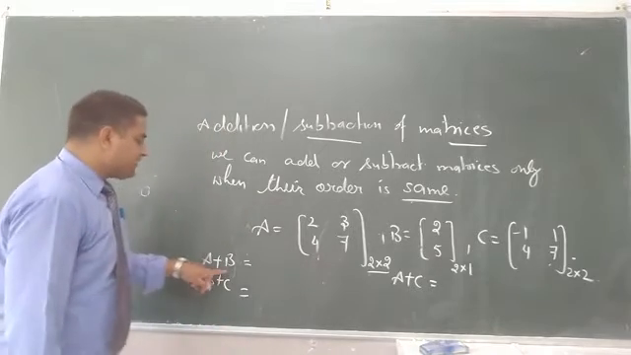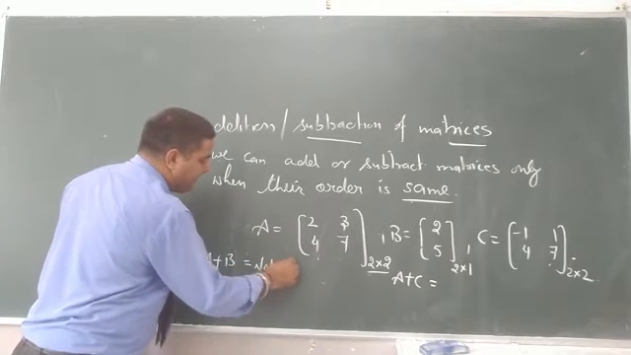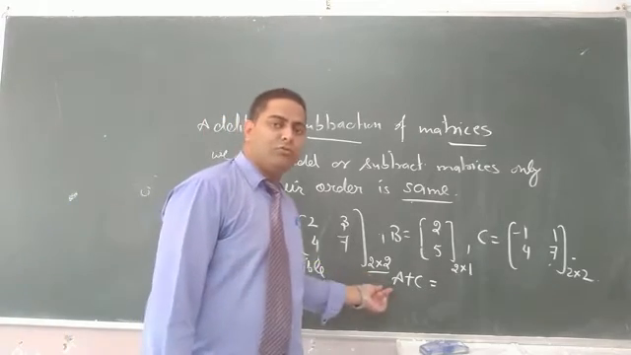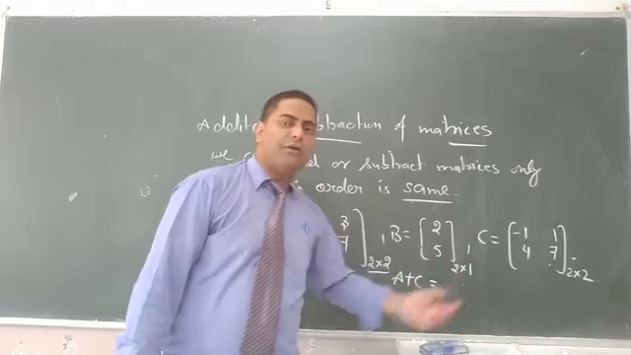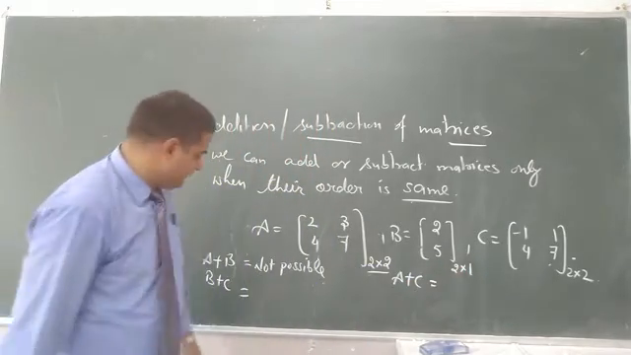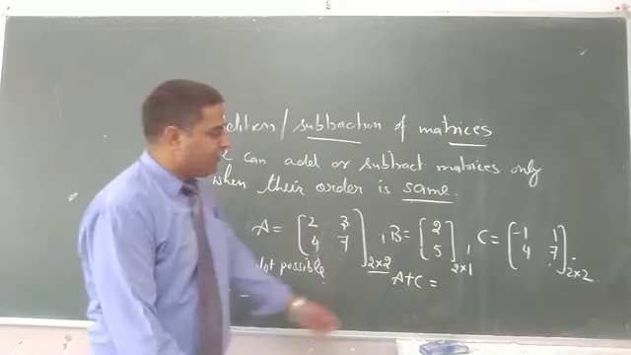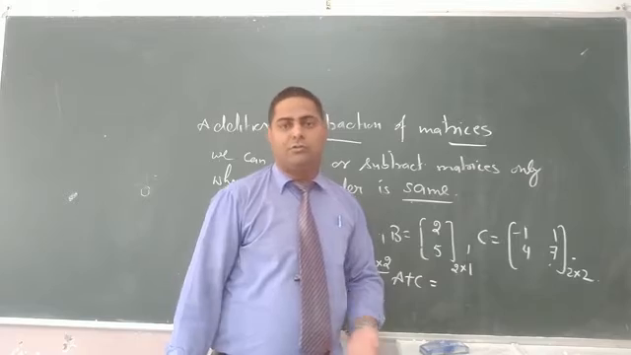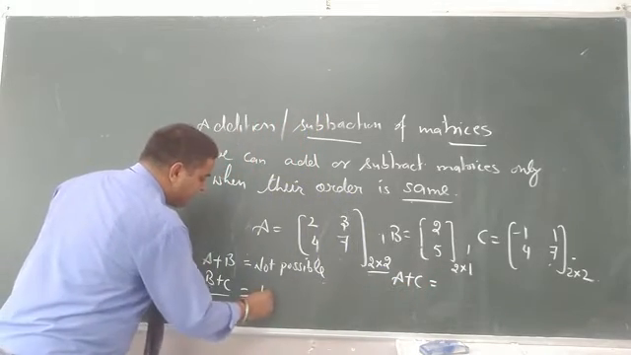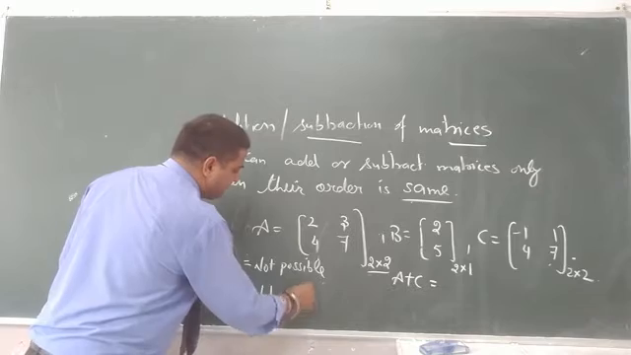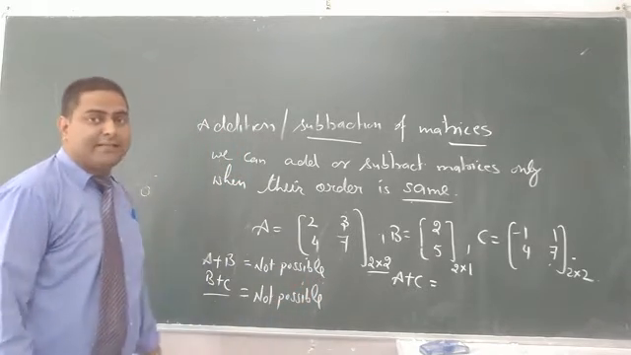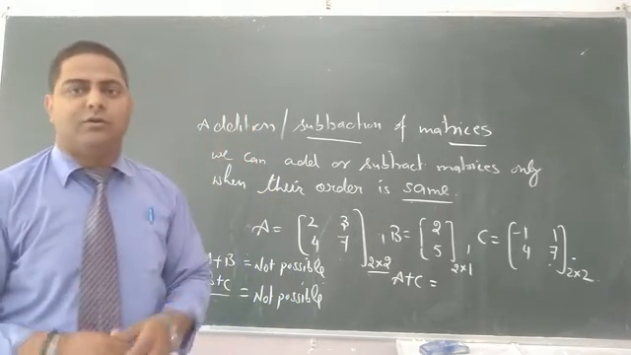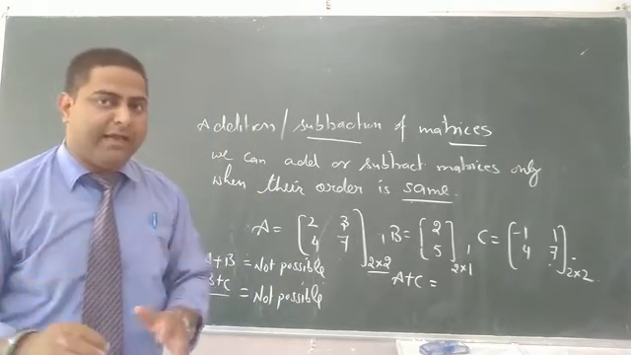So A plus B is not possible. Why? Because they have different orders. The order of A is 2 into 2, whereas the order of B is 2 into 1. We cannot add. B plus C: B has an order 2 into 1, C has an order 2 into 2. So B and C cannot be added. Not possible. Now A plus C. The order of A is 2 into 2, the order of C is also 2 into 2. So they can be added.